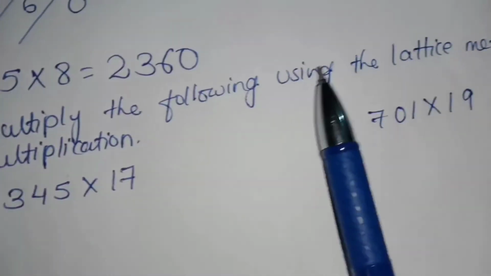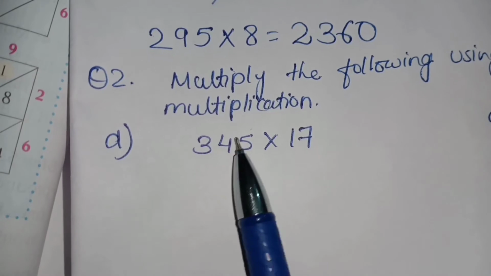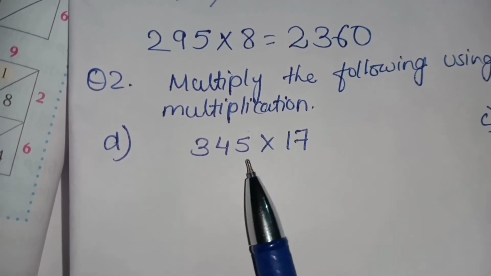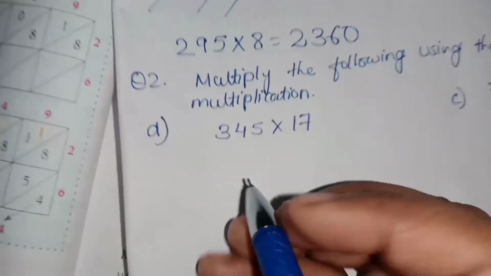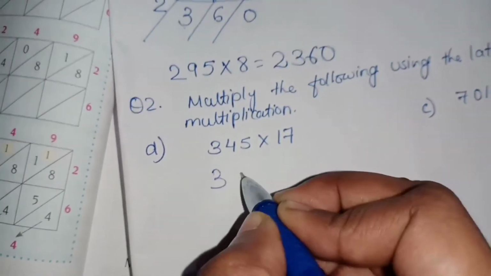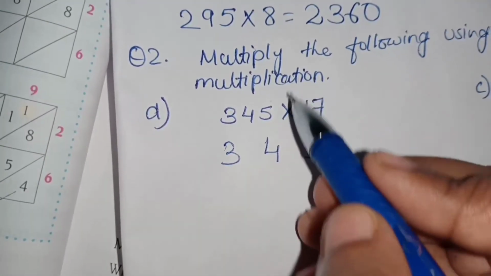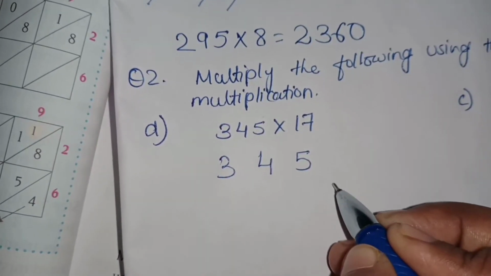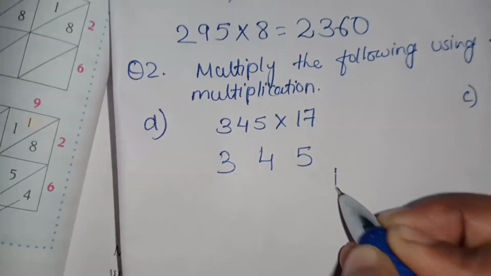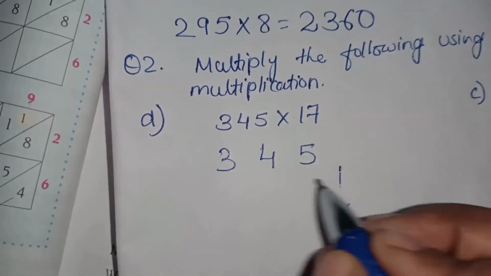Multiply the following using the lattice method of multiplication. Here we are going to multiply this number with two digit numbers. So now let's start. First step, we have to write the multiplicand. So it is 345. Before this we have done the multiplication with one digit number. Here we are going to do the multiplication with a two digit number. So how to write? You will write here 1, and 7 you will write down. 1 then 7. Don't write 7 here, it will be wrong.